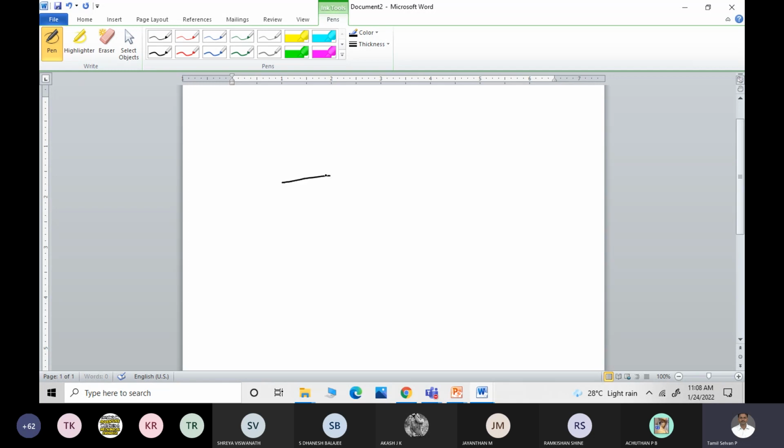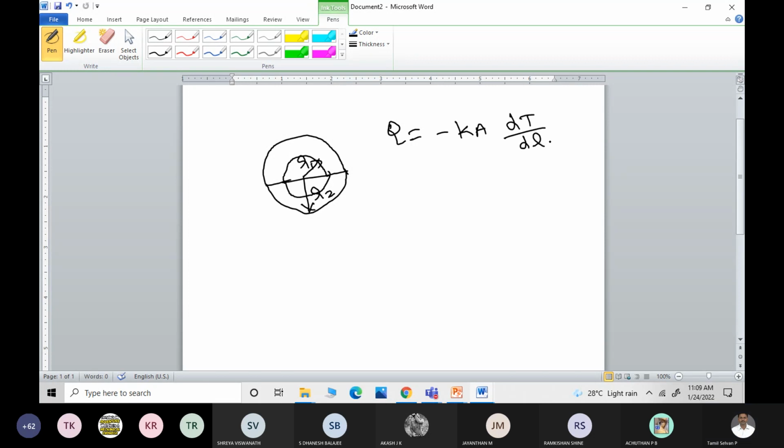Now assume that you have a sphere. Is it visible? Let there be an inner sphere and an outer sphere. So it's not a cylinder, it's a sphere. Inner radius r1, outer radius r2. Now we know that Q is equal to minus k into A into dT divided by dr. Am I correct?